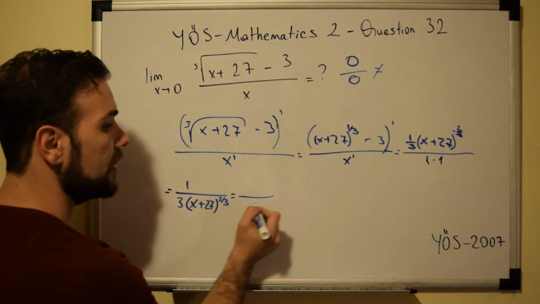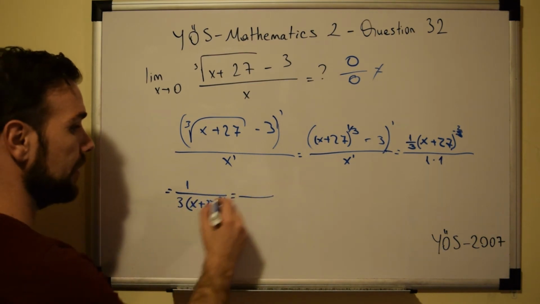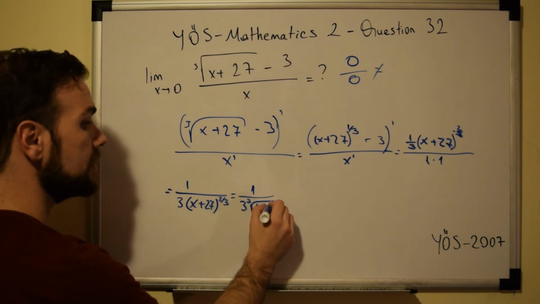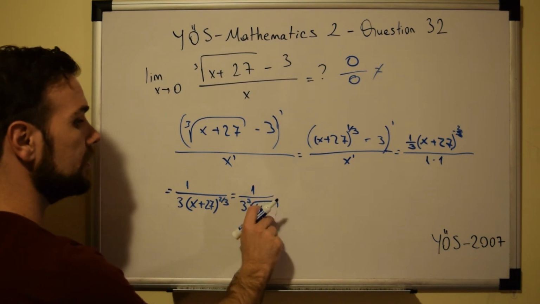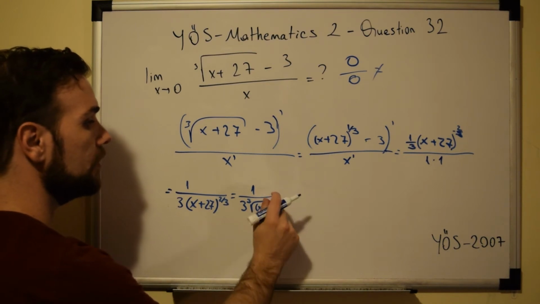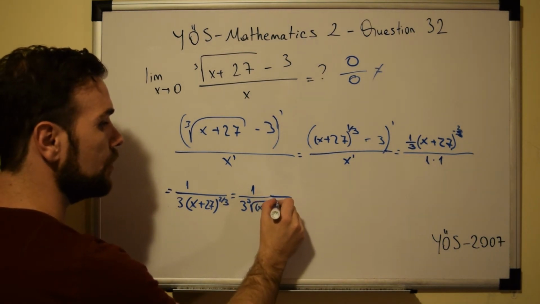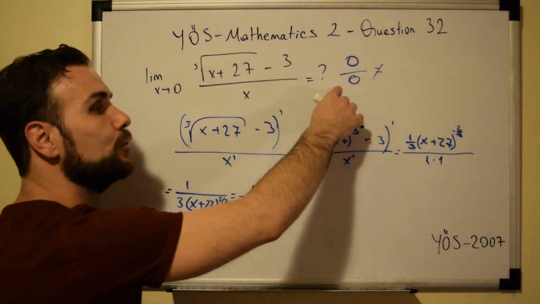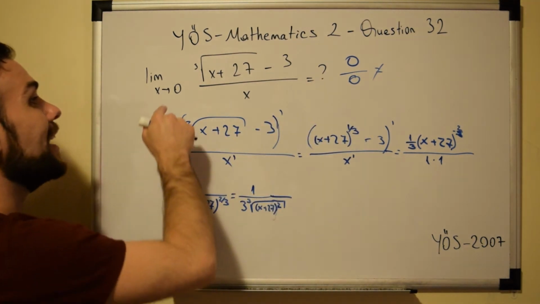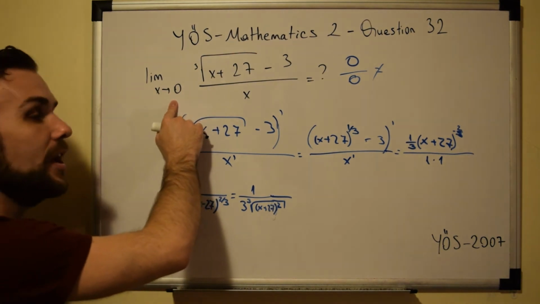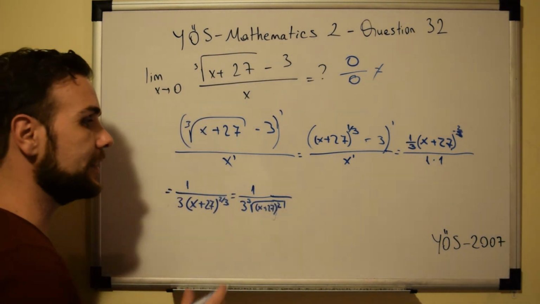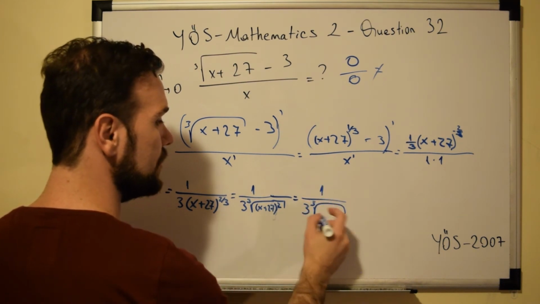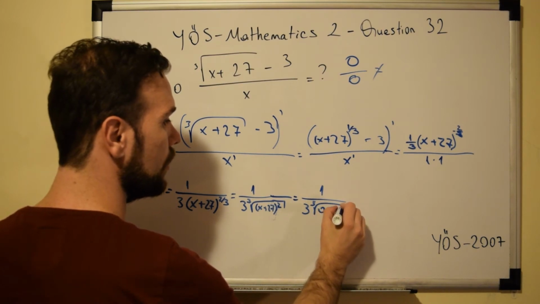I will take this expression a step further. So we have 1 over 3 times the third root of x plus 27 to the power of 2. Now I know that I will certainly not have a numerator or a denominator of 0, so I can now replace x for 0, and by doing so I will be able to get the right answer. So let's replace. We have 1 over 3, third root of 0 plus 27 to the power of 2.